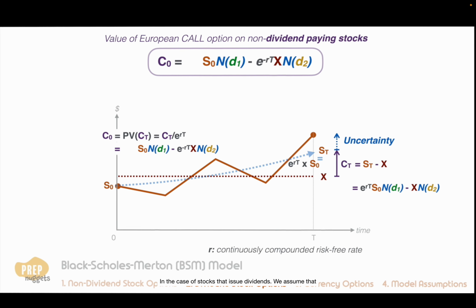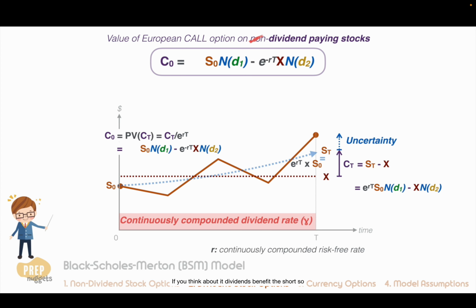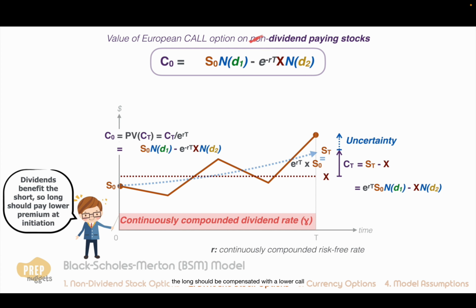In the case of stocks that issue dividends, we assume that dividends are regular, so they can be modeled using a continuously compounded dividend rate, which we denote as gamma. If you think about it, dividends benefit the short, so the long should be compensated with a lower call option value at initiation. That is, the long buys the option at a discount. We therefore multiply the long stock term with the discount factor to account for the dividends that the long will miss out on. If you look at it carefully, this is just an addition of this term to account for the continuously compounded dividend. This is the benefit-adjusted BSM model.